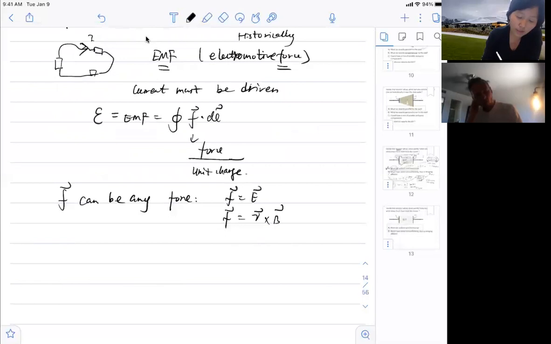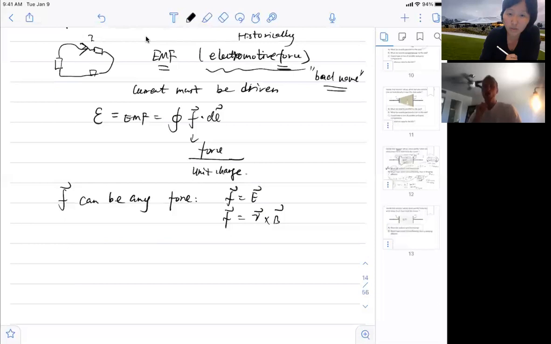Now, I would say the historical name, EMF, is a very bad name. This is not a good name because it doesn't really tell us the physical meaning of this quantity, right? If the EMF is electromotive force, you might be thinking, well, that is a force, so it must have the units of newtons, right? But it's not newtons.